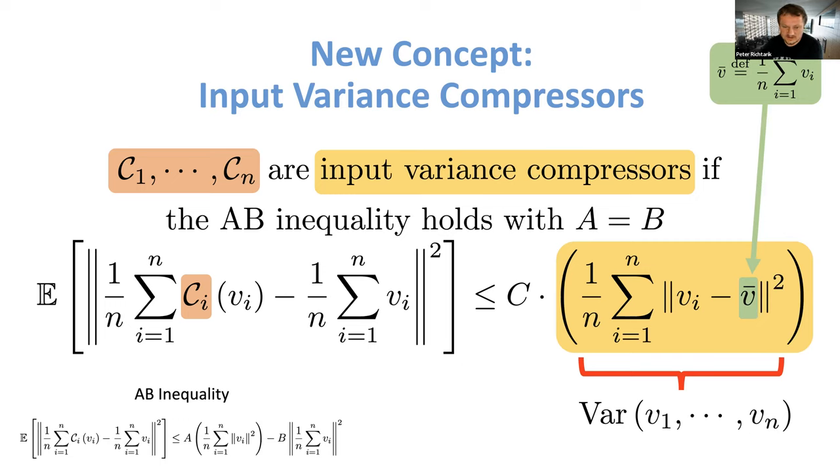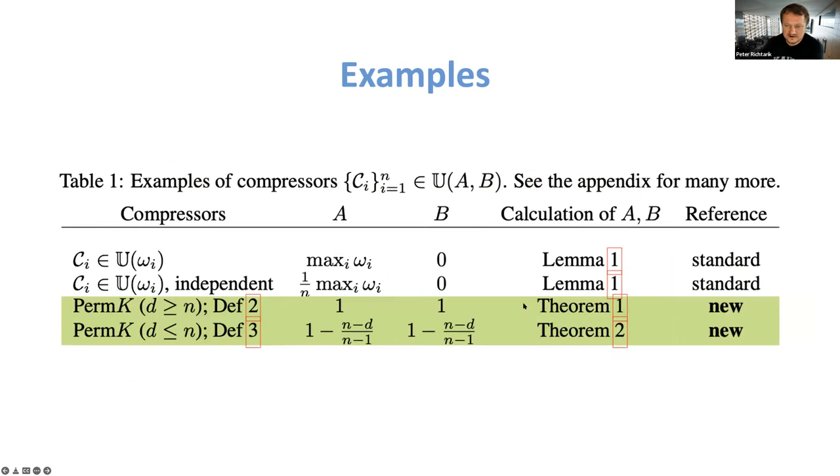And the variance was zero in the example that we gave, because the variance of the input vectors just happened to be zero because they were identical. So that's why this was the case. And C in that case just happens to be one.